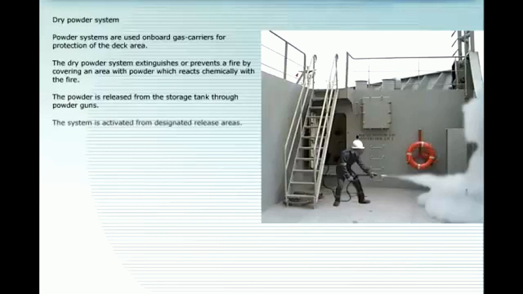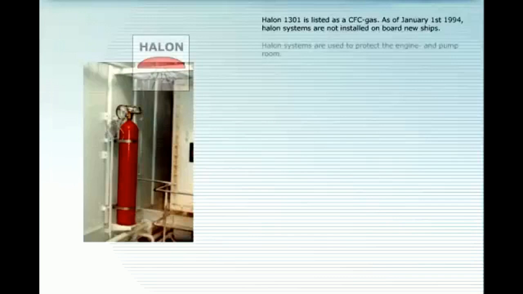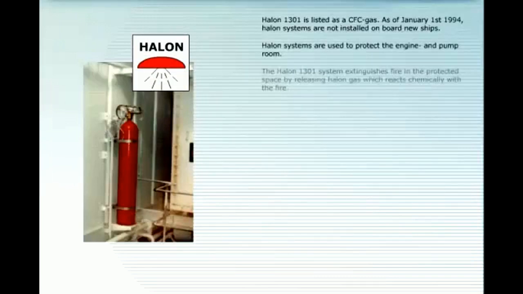Halon 1301 is listed as a CFC gas. As of January 1, 1994, Halon systems are not installed on board new ships. Halon systems are used to protect the engine and pump room. The Halon 1301 system extinguishes fire in the protected space by releasing halon gas, which reacts chemically with the fire. It is activated from designated release areas.